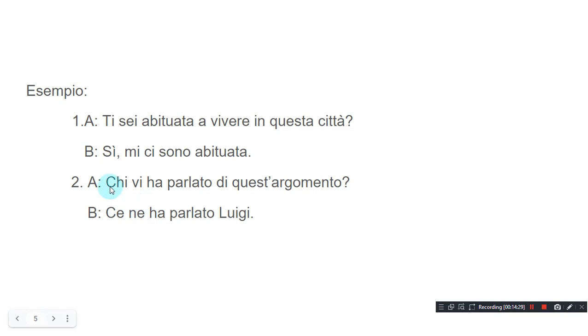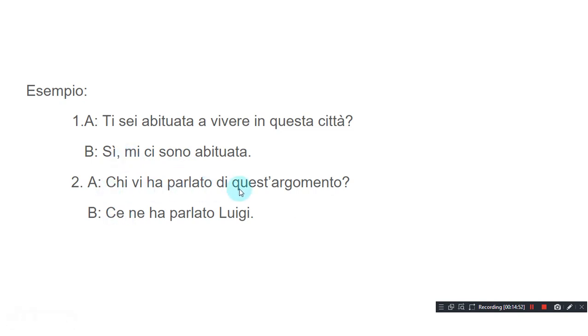Ti sei abituata a vivere in questa città? Did you get used to living in the city? Sì, mi ci sono abituata. Yes, I got used to it. Mi ci sono abituata. Instead of saying I got used to living in the city, we simply say mi ci sono abituata. I got used to it.